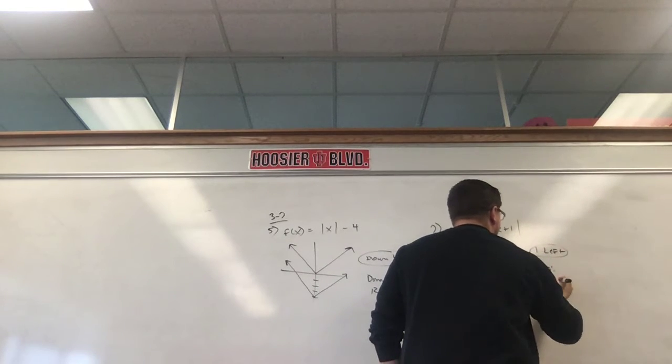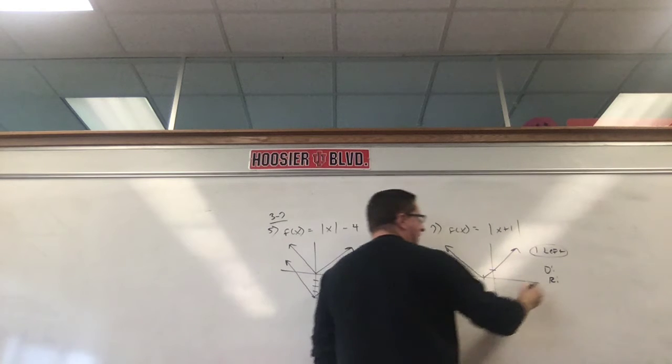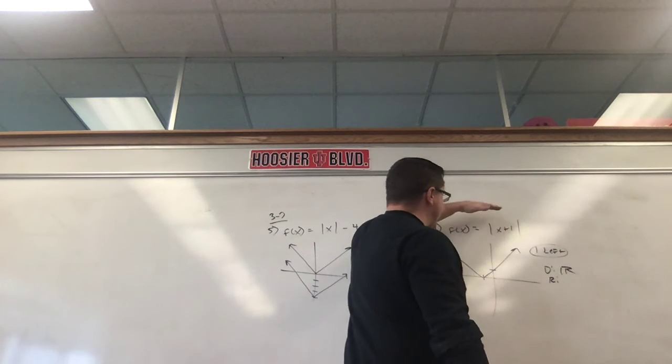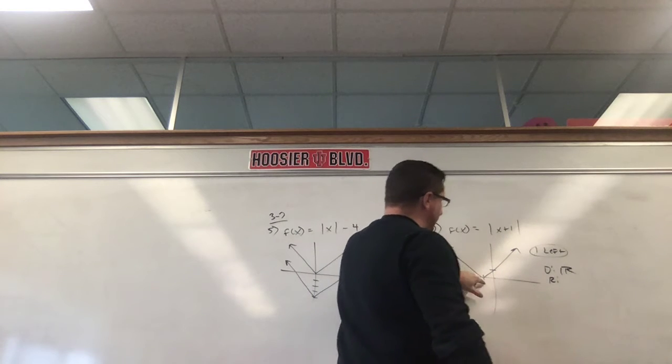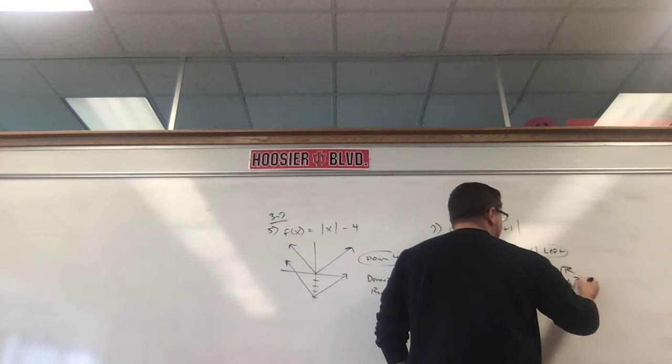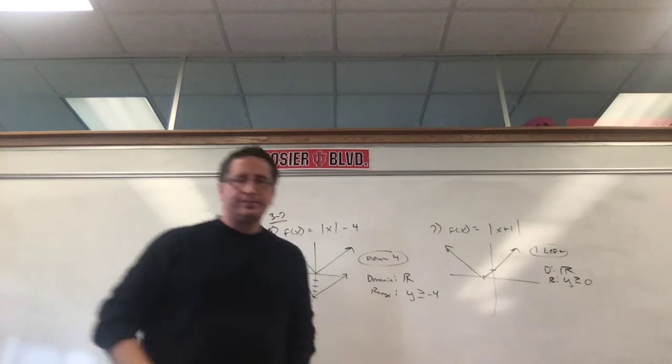Okay? And then they ask us for the domain and range again. It still goes left and right forever, so the domain's still all real numbers. The range, okay, it goes up forever, it doesn't go down forever, it gets as low as 0. The lowest it gets to is 0. Okay? So y is bigger than or equal to 0.